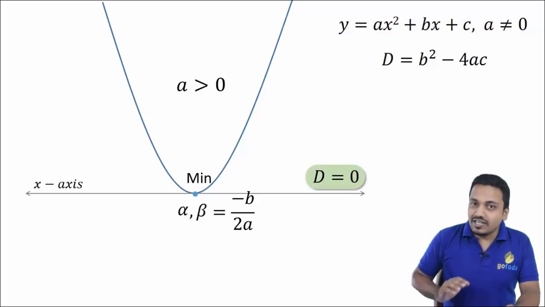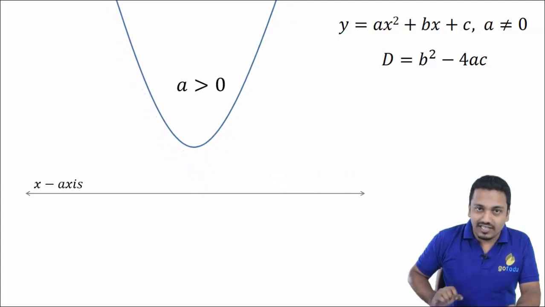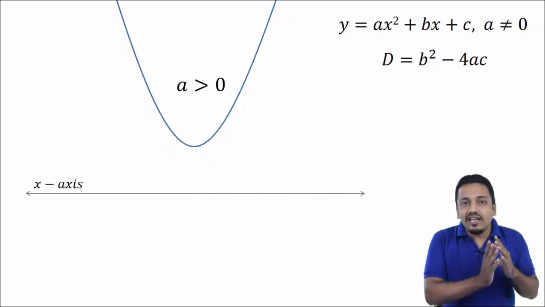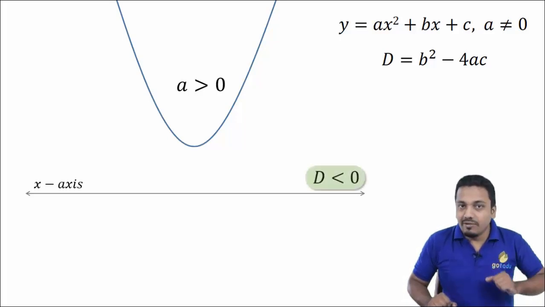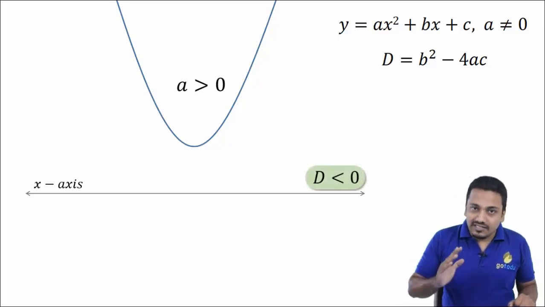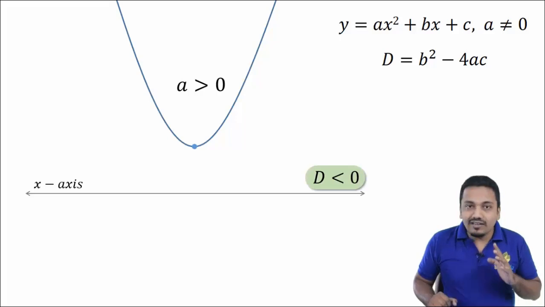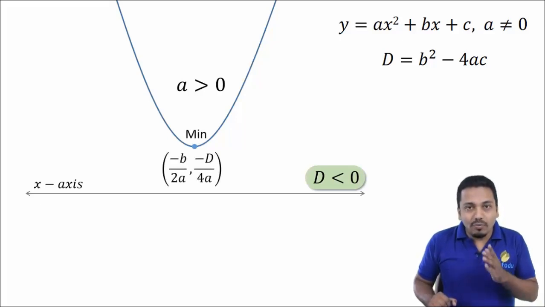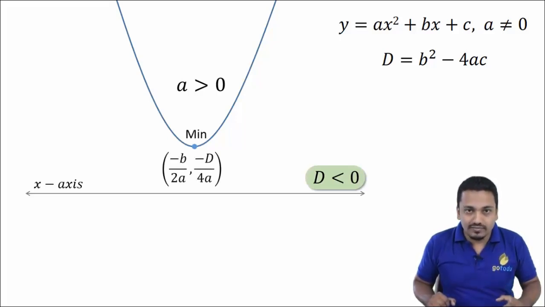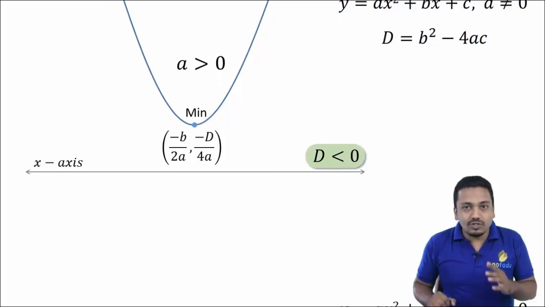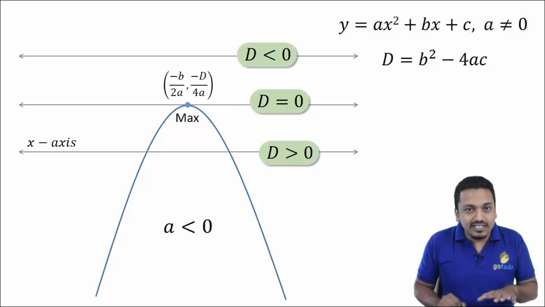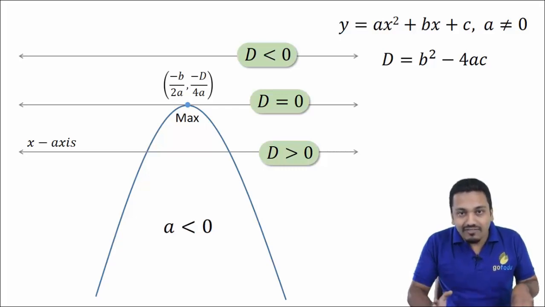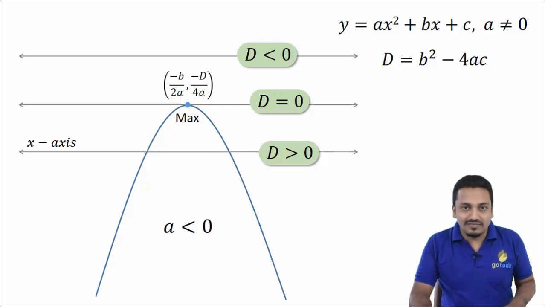Last case, if the graph doesn't cut anywhere on the x-axis, then the roots are imaginary. There are no real roots in this case. D will be less than 0. Again, this point will be the minima given by minus b by 2a comma minus D by 4a. If the same graph is drawn like this, opening downwards, the three cases will remain the same. Only a will be less than 0 if the graph is opening downwards.